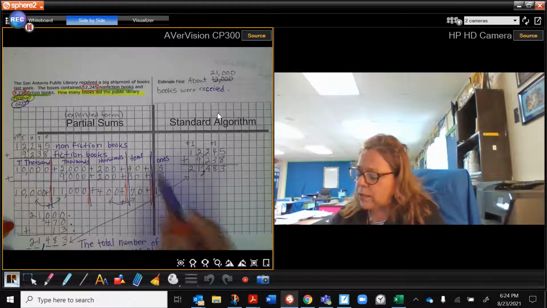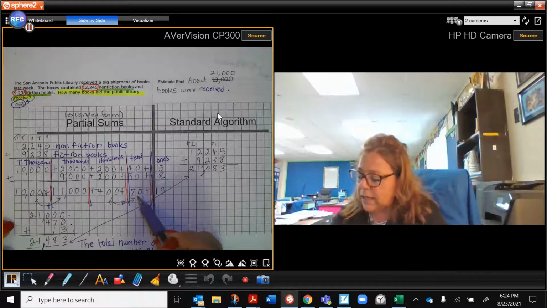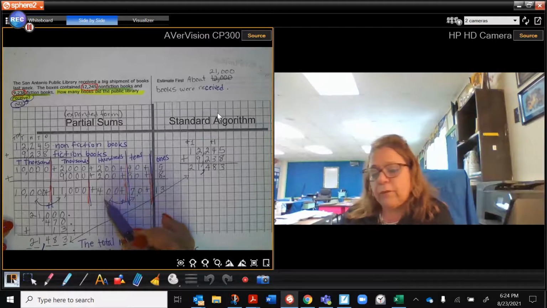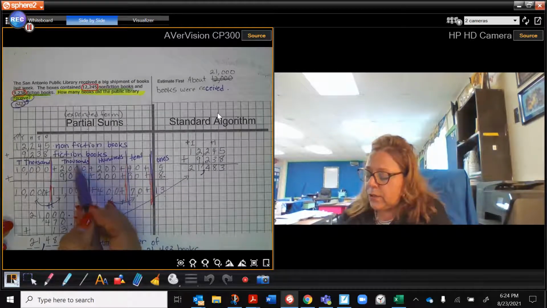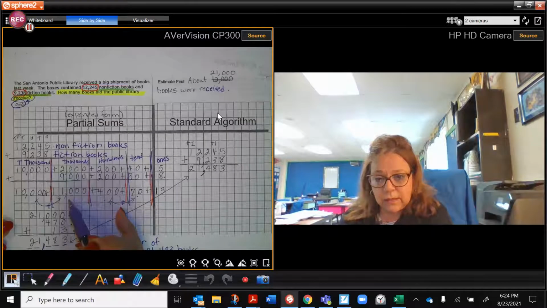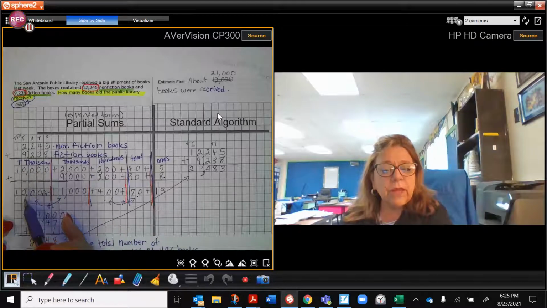I have 13 ones. We moved into the tens. We added that up. We have 70 tens. We went into the hundreds and I added all my hundreds and I had 4 hundreds. Went to the thousands and I had 2,000 plus 9,000 is 11,000. Then in my 10,000s, I had a total of 10,000.